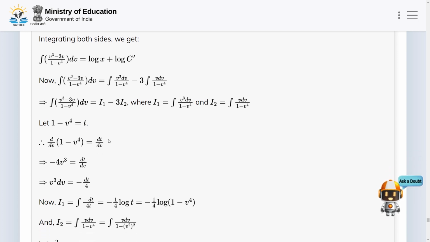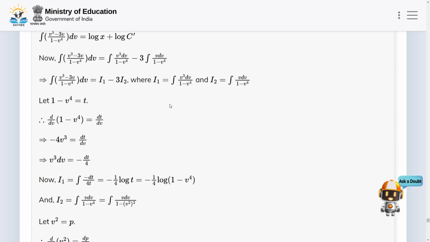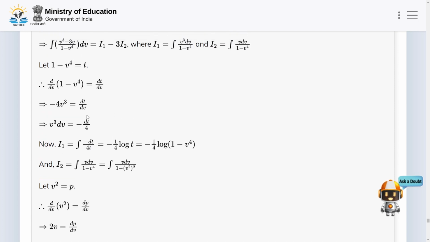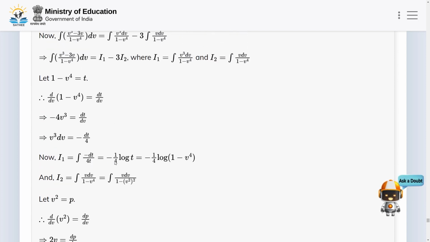Now, in order to find I1 and I2, what we will do? We will substitute 1 minus v power 4 is equals to t. This means v cube dv is equals to minus dt by 4. This means I1 can be rewritten as minus dt divided by 4t. This means minus 1 by 4 log 1 minus v power 4. This will be your I1.